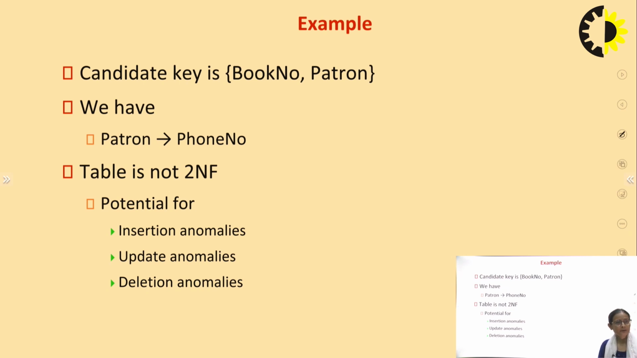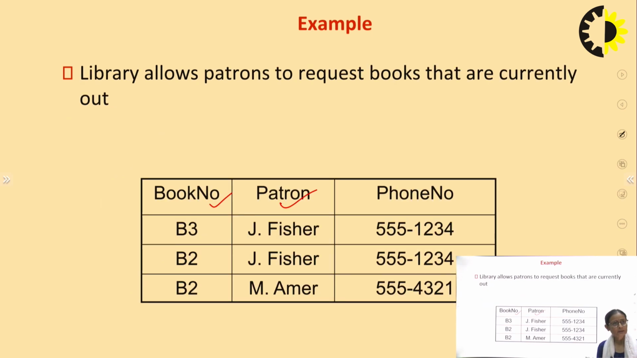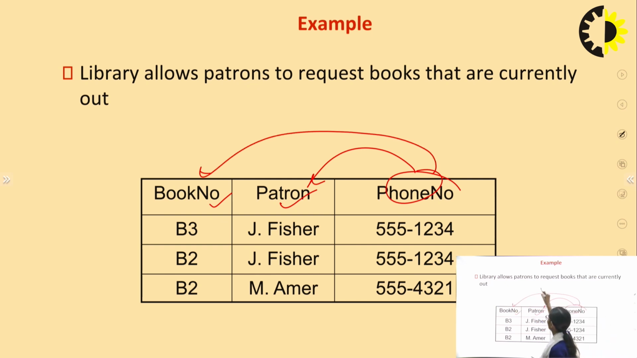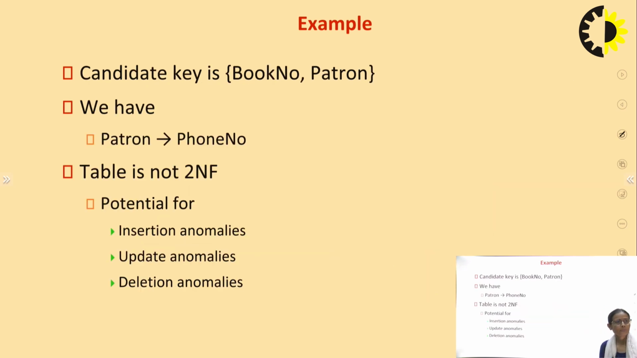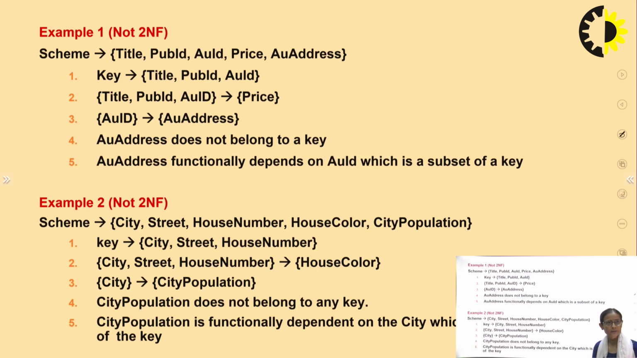If we look at the functional dependency, it says phone number is dependent on patron, and it is not dependent on book number. So we find out that the table is not in 2NF, and there may be chances of insertion, update and deletion anomalies in this case.